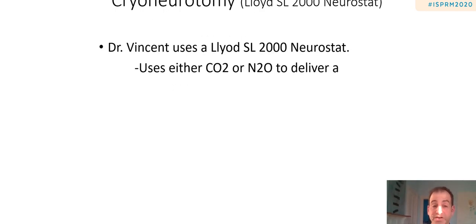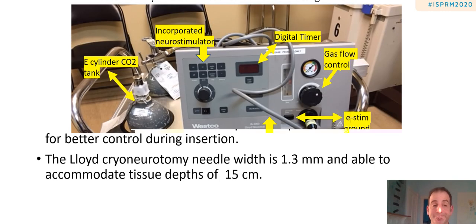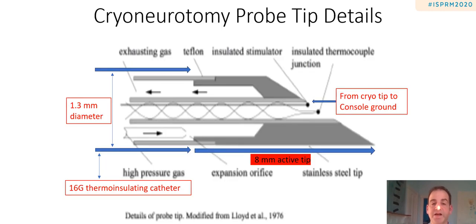Dr. Dan Vincent is using this machine. It's an older model device. We are trying to import, with Health Canada's permission, a newer model. The components of a cryoneurotomy machine, including the thermal insulating catheter, which will be injected into the skin. This is what the machine looks like and how it's used. Here is the schematic of what a probe consists of.